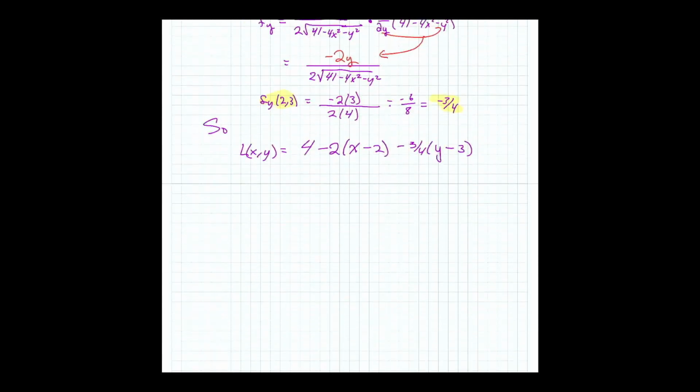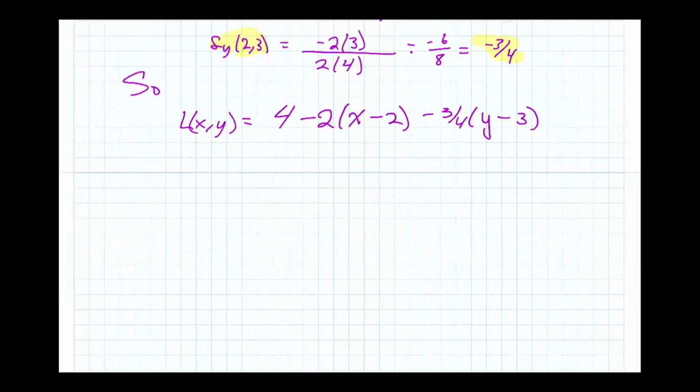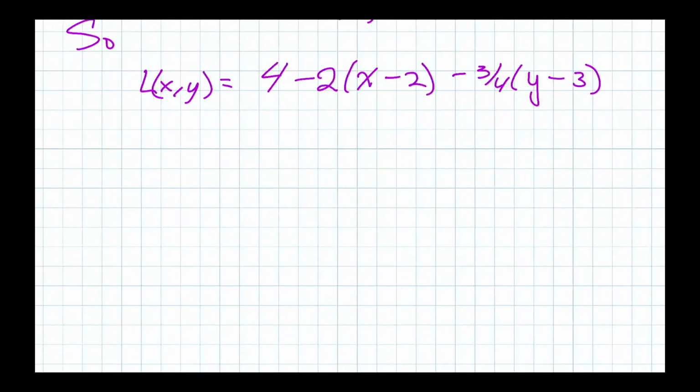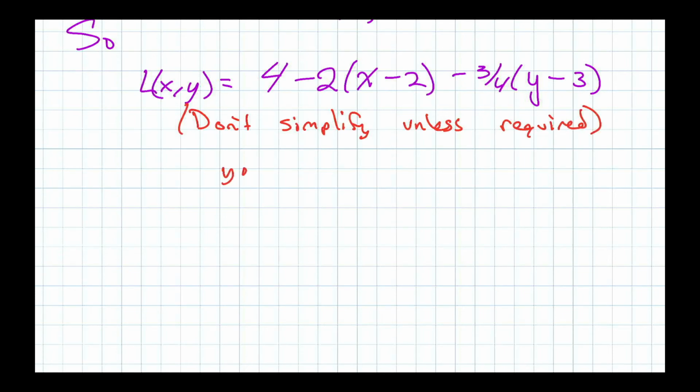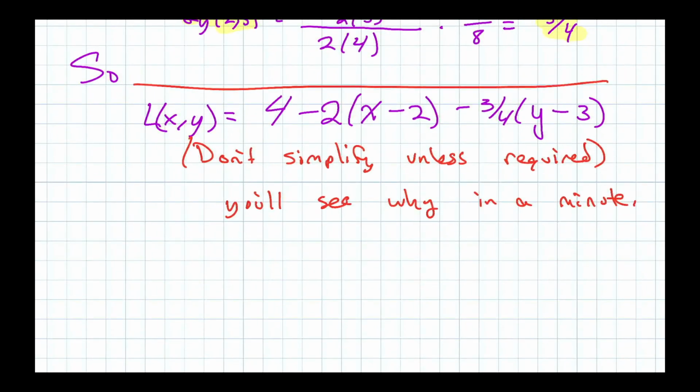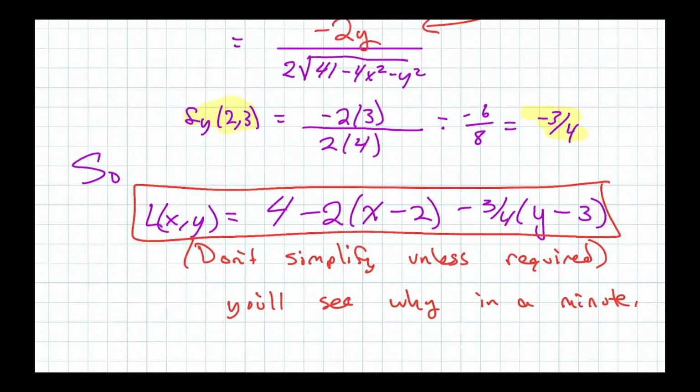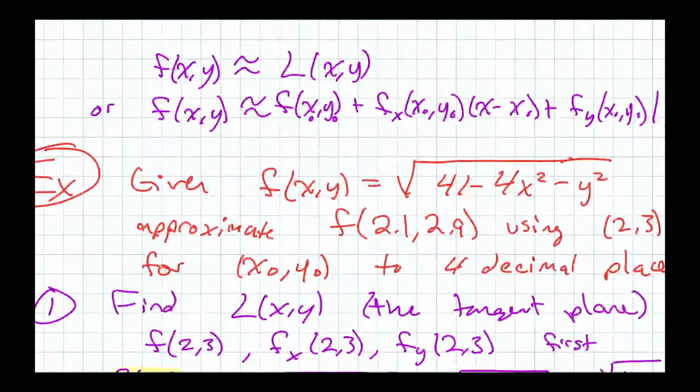You could multiply this out. Your book multiplies this out. You shouldn't unless you need to. Don't simplify unless you're required to. You'll see why momentarily. Okay, so we've calculated this linearization. That's not actually what we were asked to calculate. We want to use the linearization to actually approximate this value.